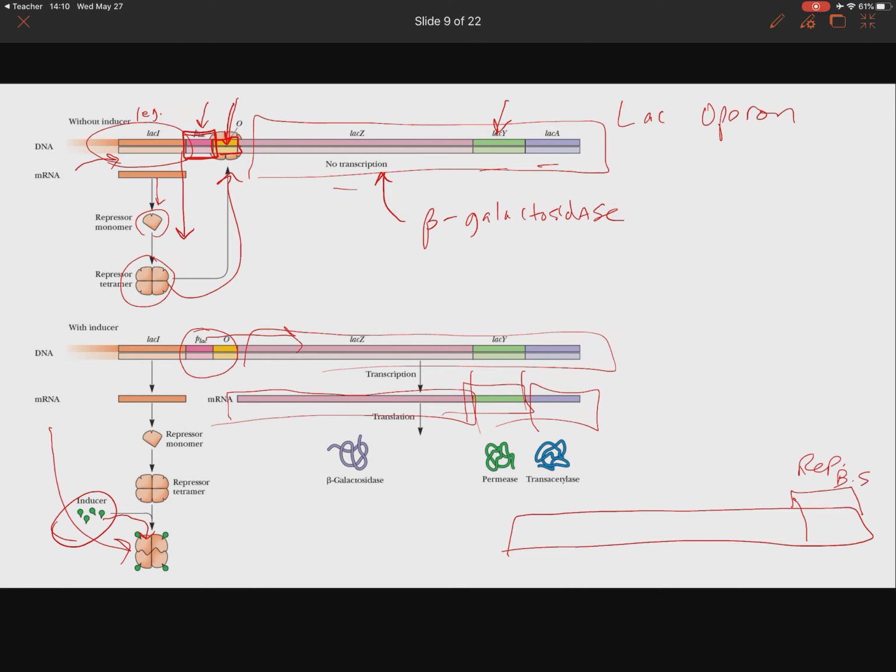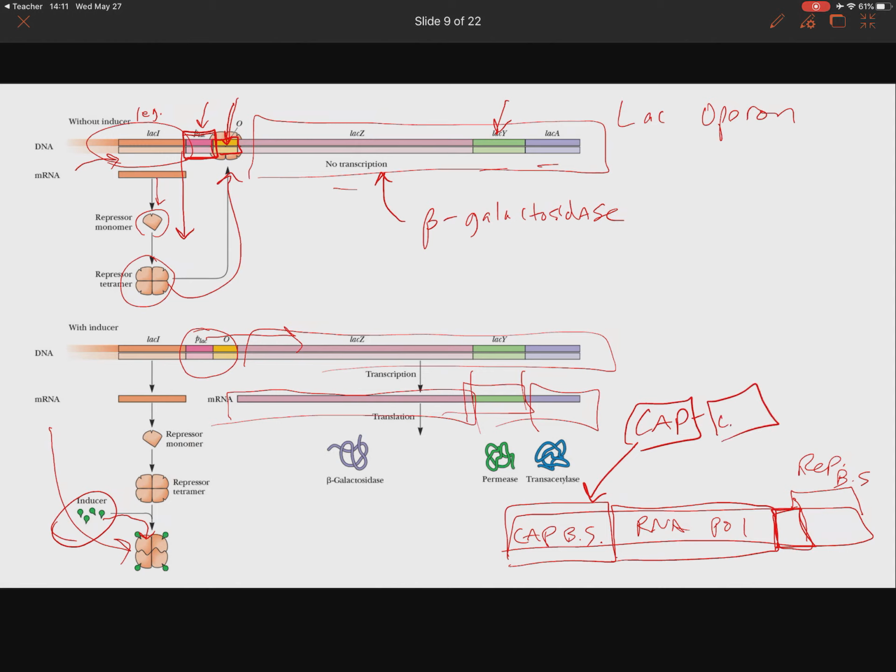So I think your book's got the repressor binding site, and then there's the start of a structural gene, and then it's got the RNA polymerase binding site. This is RNA pol, and then it has something called a CAP binding site. This CAP binding site is for the catabolite activator protein. This CAP protein will bind to the CAP binding site when it complexes with something called cyclic AMP.